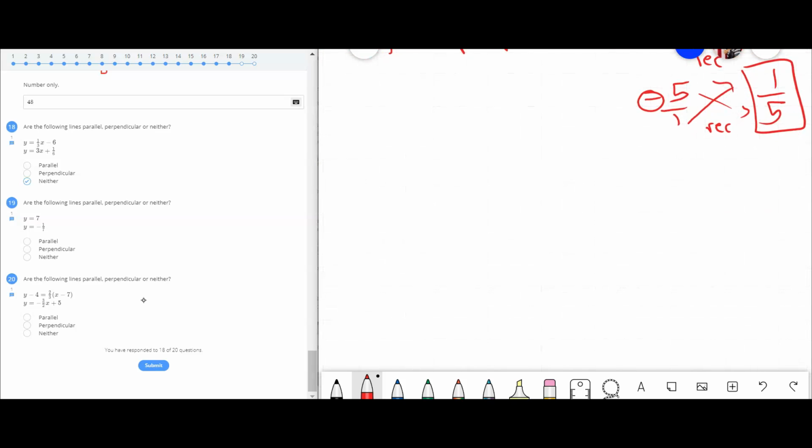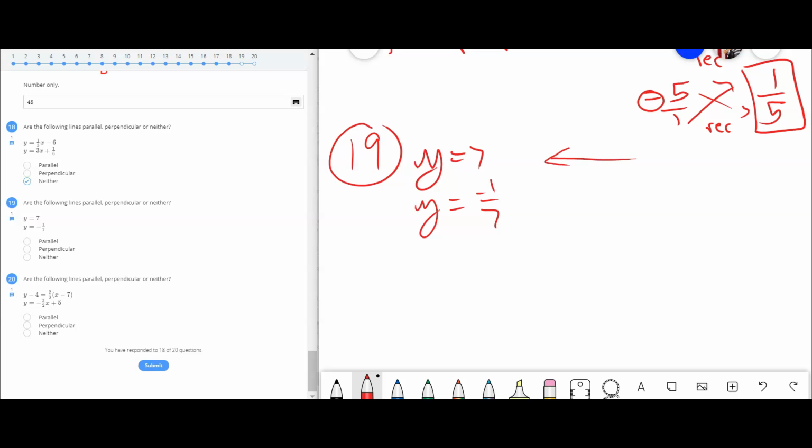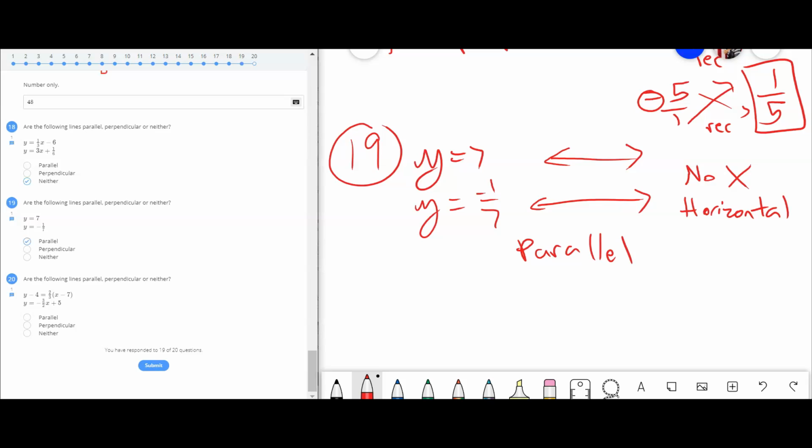All right. It's 2 more. Number 19. Are the following parallel, perpendicular, or neither? Okay. So y equals 7. One second. Might be some announcements in the background, but y equals 7, and then y equals -1/7. Now this looks like it could be perpendicular, okay? But I want you to know when y equals a number, that is a horizontal line. And this one is also a horizontal line. If there's no x, it is horizontal. Okay? So if this is a horizontal line and a horizontal line, those are parallel. Parallel.